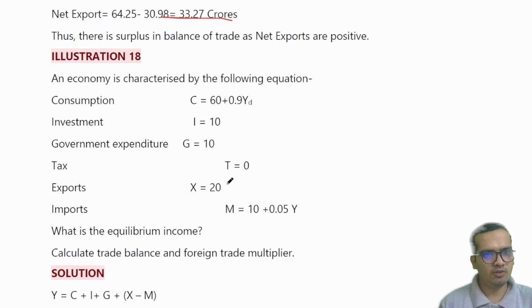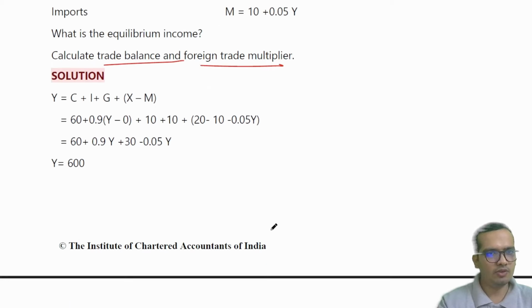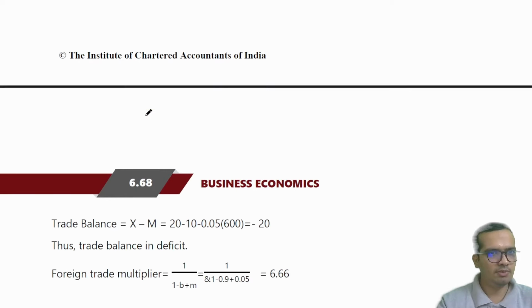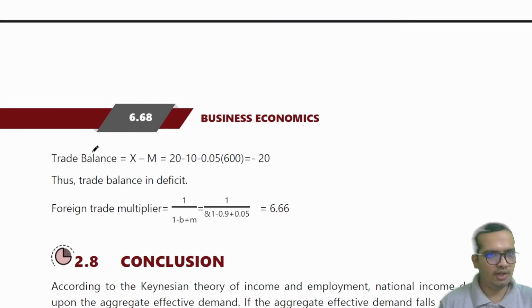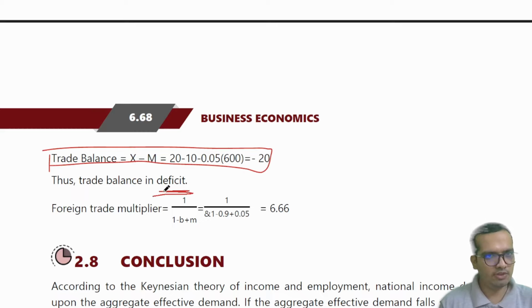Similarly, one more question, we have to calculate trade balance and foreign trade multiplier. So you can solve this one. This is the earlier formula only. Y equals C plus G plus X minus M. We get the Y, and trade balance equals, this is the important part, export minus import, which comes to minus 20. So there is a trade deficit, and we can calculate the multiplier using this formula, which we get 6.66 times.